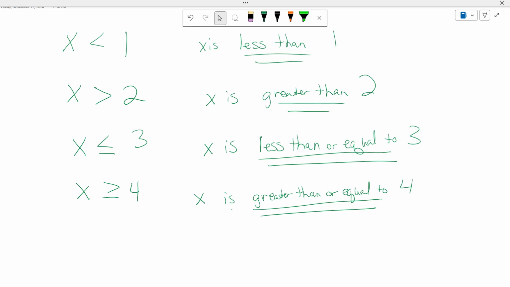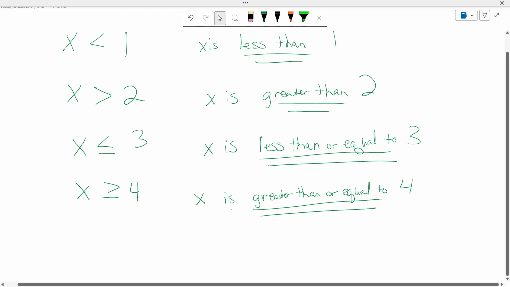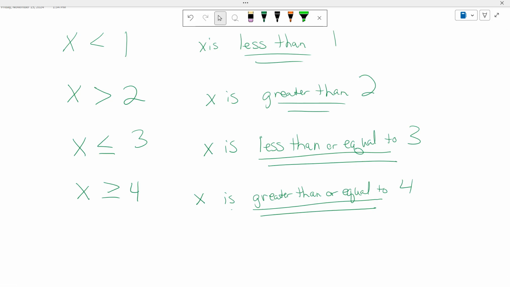Yes, because there are times when, let's say, I need at least $40 to fill up my tank with gas. At least means $40 would fill it up or more. If I say at least, I need $40 or more. So that's greater than or equal to when you say the words at least. Okay.